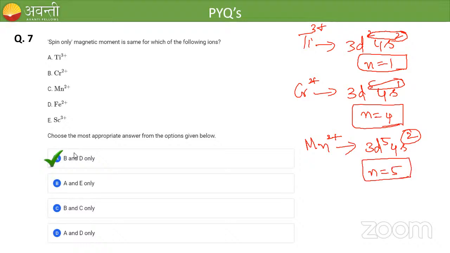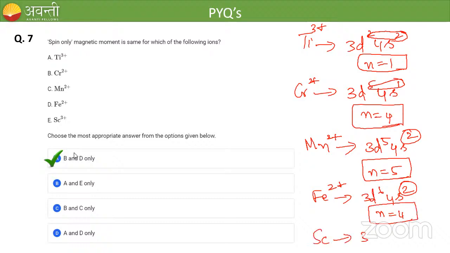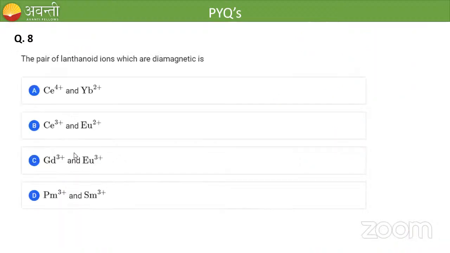Clear? And for iron 2 plus, the configuration is 3d6 and 4s2. Iron 2 plus means remove these 2 electrons, and if you fill the electrons, you will have n equal to 4. For scandium, the configuration is 3d1 and 4s2. If we remove all 3 electrons, we will have n equal to 0. So the n value is same for chromium 2 plus and iron 2 plus. B and D only. Fine. We'll go to the next question.